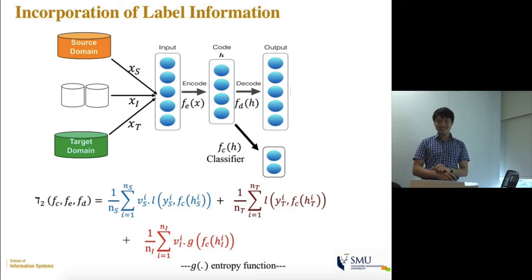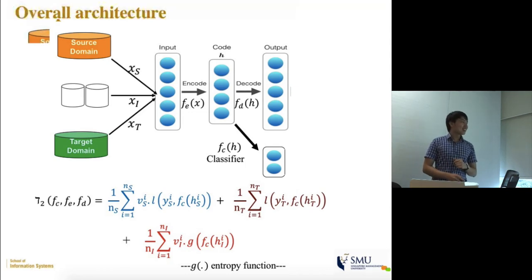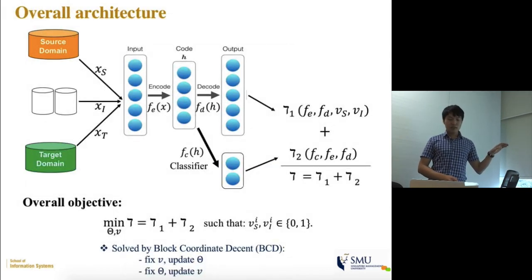Let's move on first. So this algorithm is block coordinate descent, in which one at a time they fix one set of parameters and then update the other parameters. So if they have selected the useful instances from the source and the intermediate domain, they will update the parameters of the autoencoder. Or when you fix the parameters of the autoencoder, they will try to select a new set of useful instances to perform the transferring process.